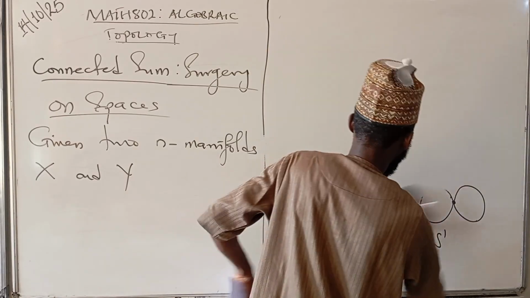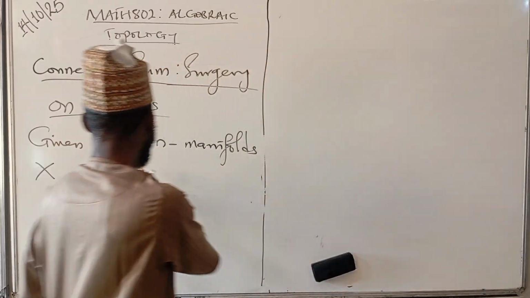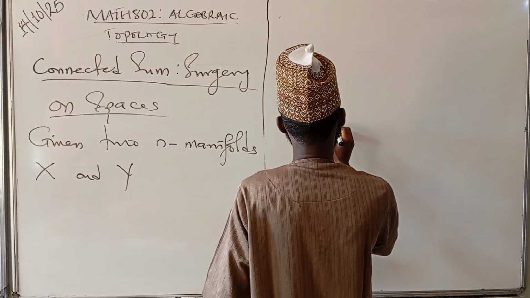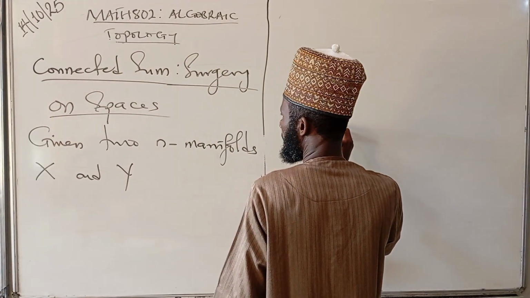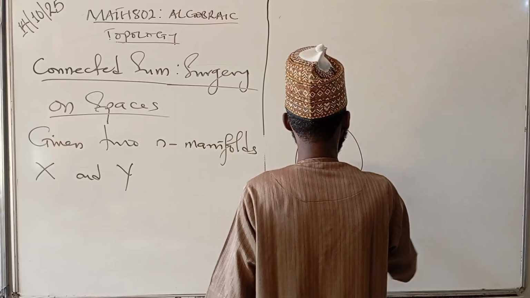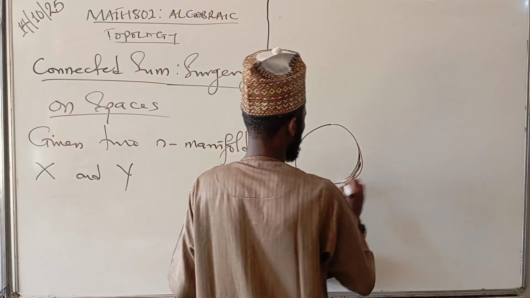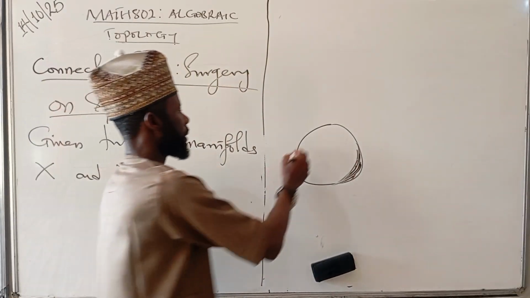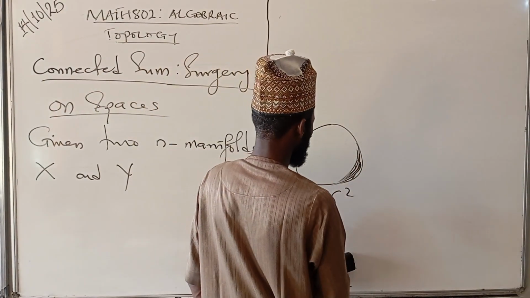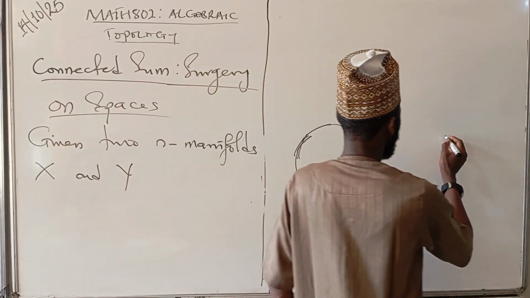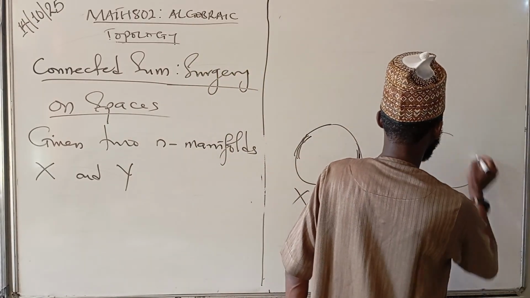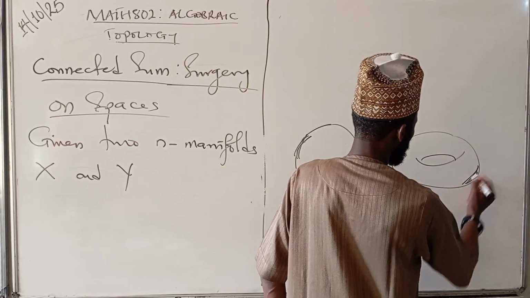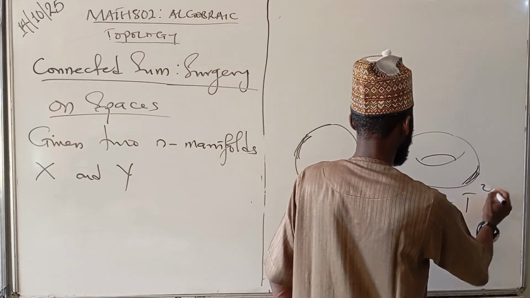Think of having a sphere and another space. You remember a sphere is two-dimensional. So this is S2, this may be my X, then you have a torus. A torus is also two-dimensional. And this will be my Y, so T2.